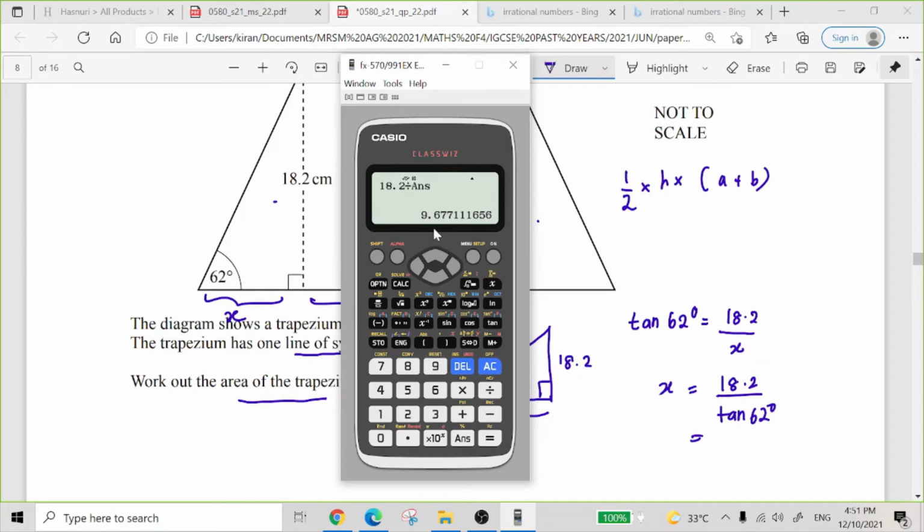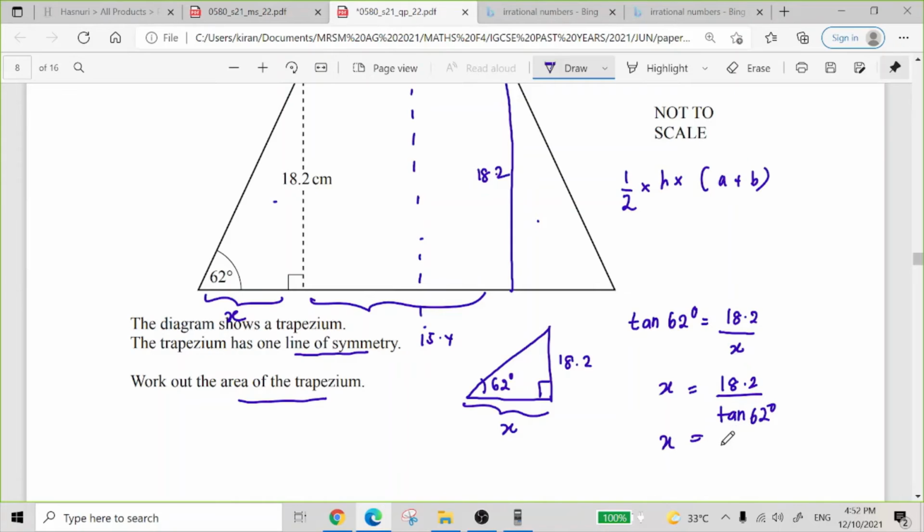So maknanya jangan terus dapatkan 9.7 tau. Ataupun 10, terus awak ambil 10, salah. Nanti bila last jawapan tu dia akan lagi banyak jawapan tu. Okay, so awal-awal ni tak payah nak round off banyak sangat lah. So kita just ambil X tu sama dengan 9.677 dululah.